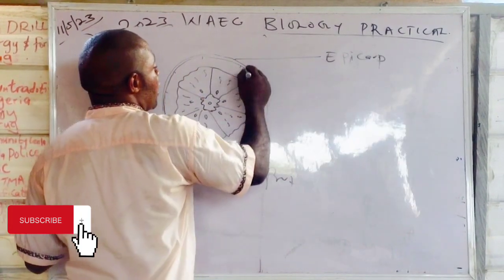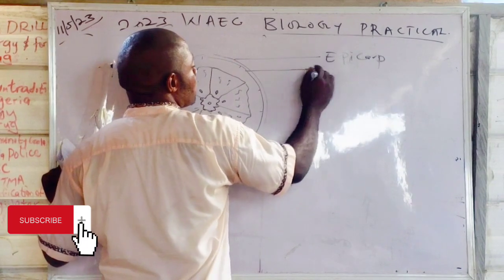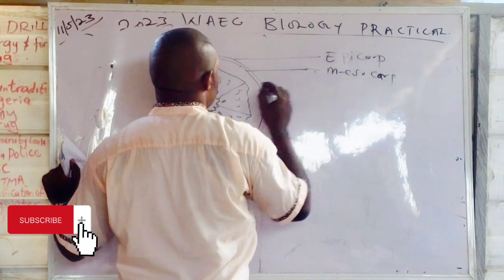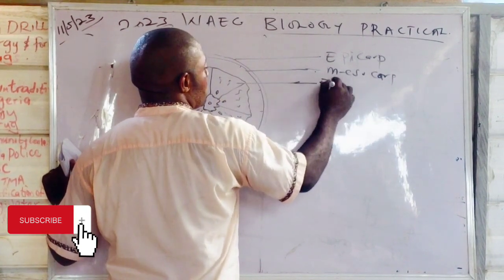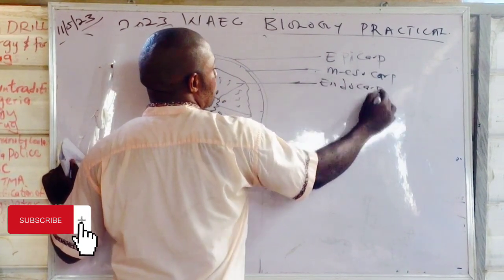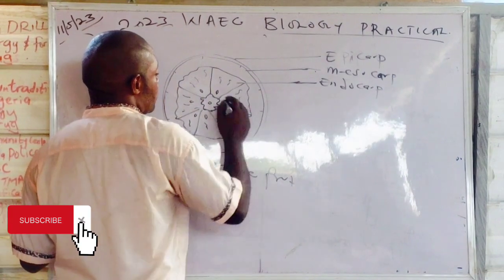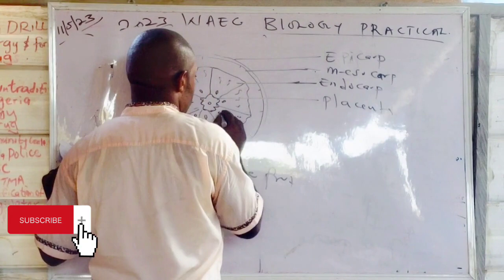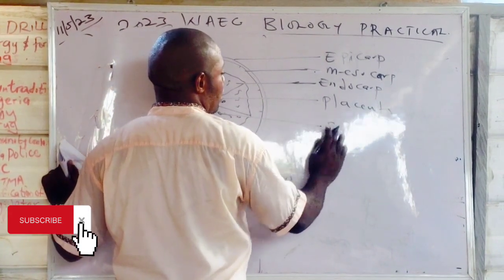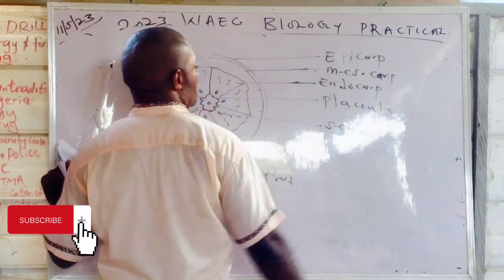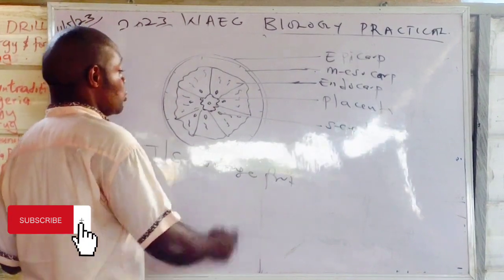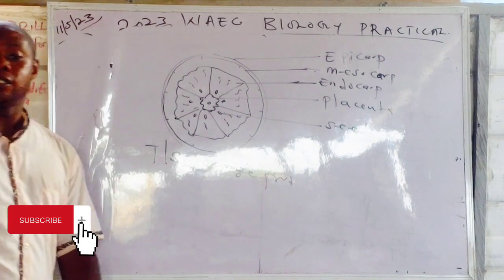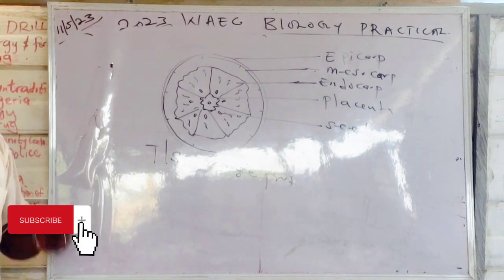Then you have the mesocarp. Endocarp. Then the endocarp. Placenta and seed. You can put succulent. These are the major ones: epicarp, mesocarp, endocarp, the placenta and the seed. Please, all this is very important.